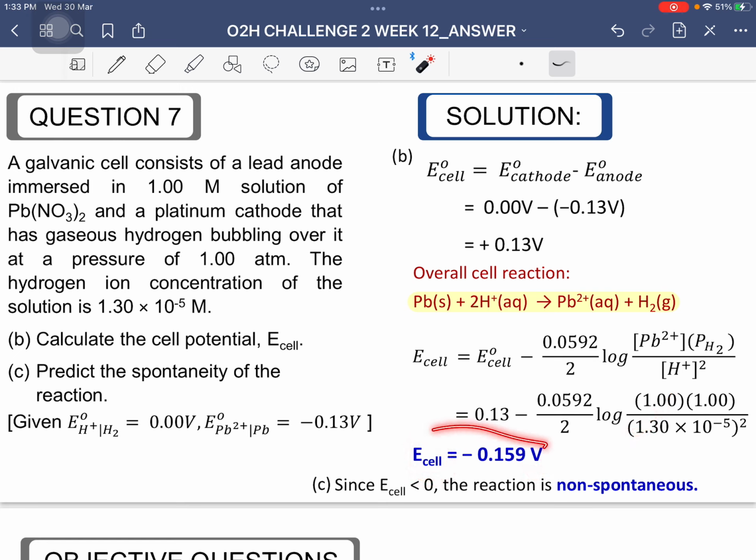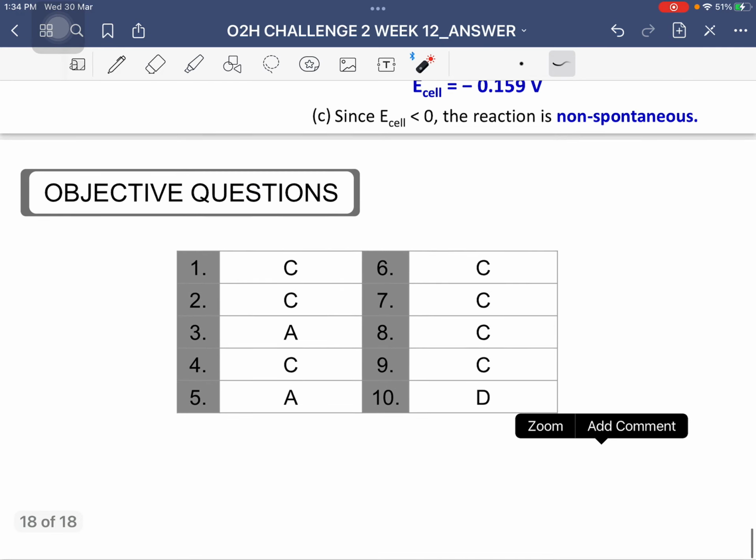So inilah bacaan bila kita set up sel yang kita maksudkan di sini pada bukan standard condition. Okay, so bacaan voltmeter adalah ini. And then predict the spontaneity of the reaction. So since bacaan cell potential kita adalah negative, the cell potential is less than 0, so it is non-spontaneous. So dia tak boleh generate electricity.